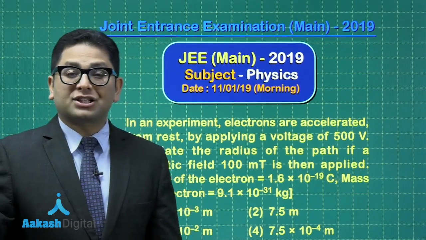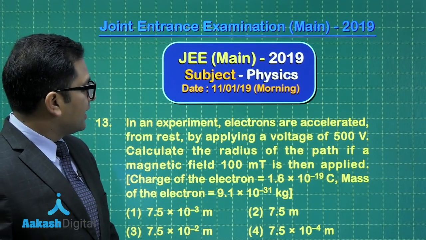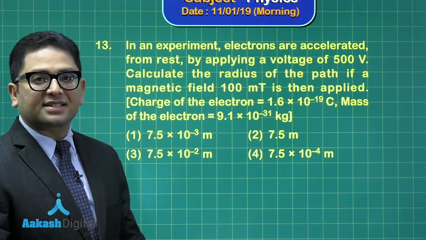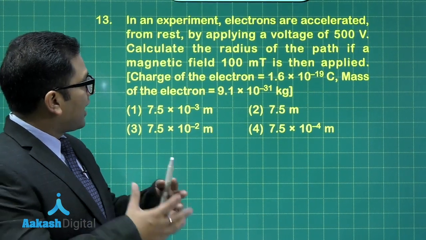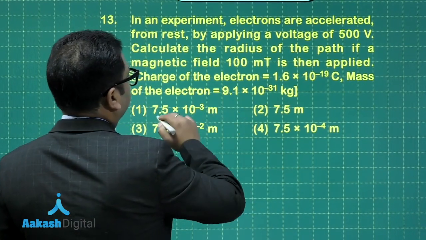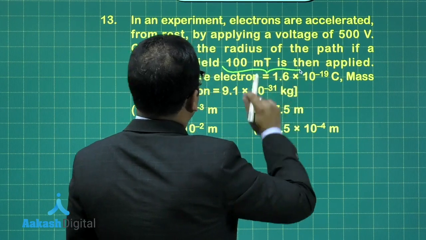Question number 13 is a straightforward question drawn from modern physics. In an experiment, electrons are accelerated from rest by applying a potential difference of 500 volt. You need to calculate the radius of the path if a magnetic field is then applied.